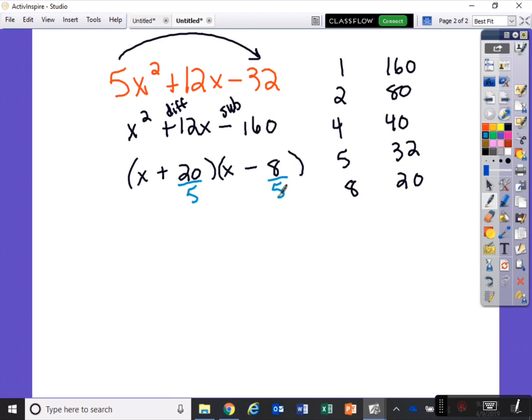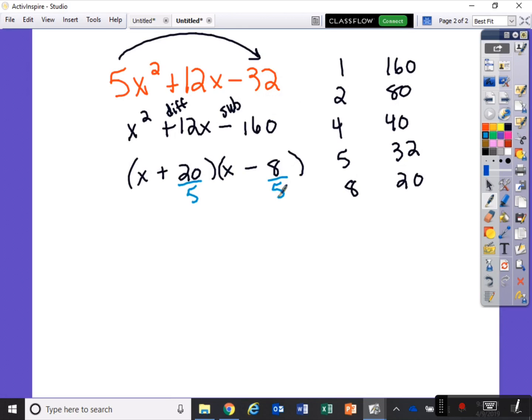Now, the other method I showed you, the backwards box method, I told you that was trial and error, right? That was what that method was called. This method is called slide and divide, or divide and slide. So, we divided, right? If it will divide, divide. If it won't, slide.